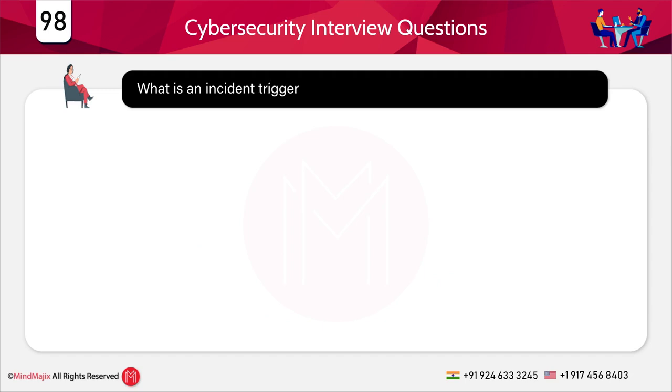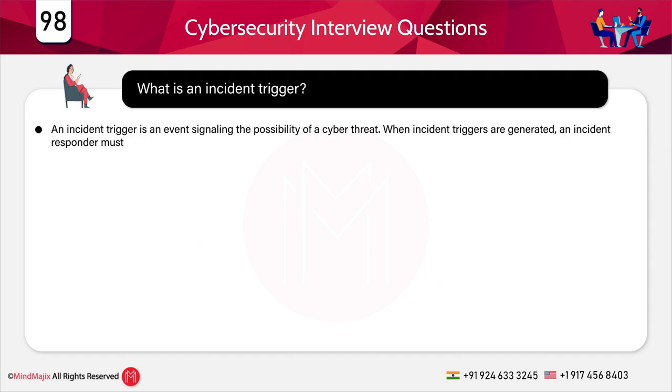What is an incident trigger? See, if we talk about an incident trigger, you can understand that whenever an event occurs and it signals the possibility of a cyber threat. Okay, like there is no security breach or something like that, but there is an event. We know only that there is an event, and this event looks like it could be a possible cyber threat. That is known as an incident trigger. When these incident triggers are generated, an incident responder must be aware that an attack is in progress.